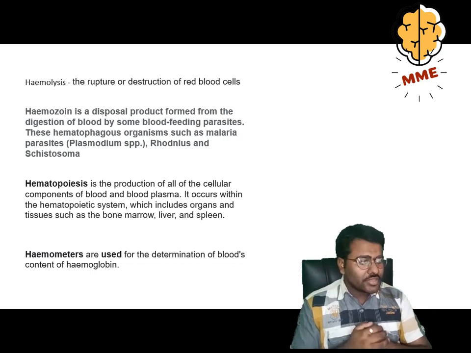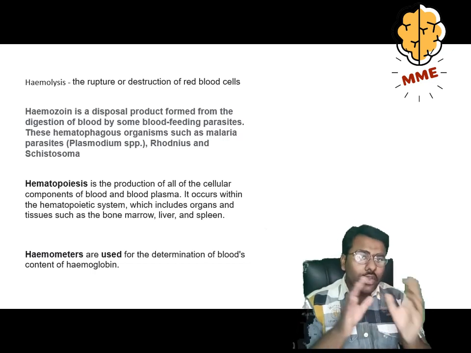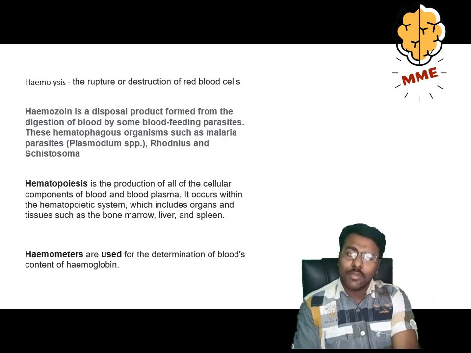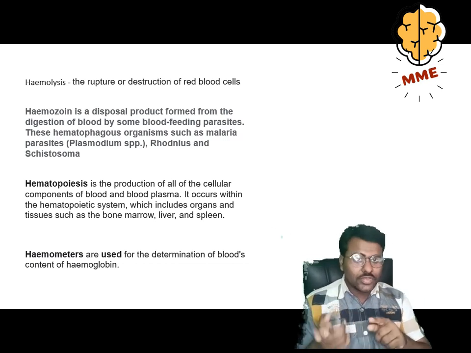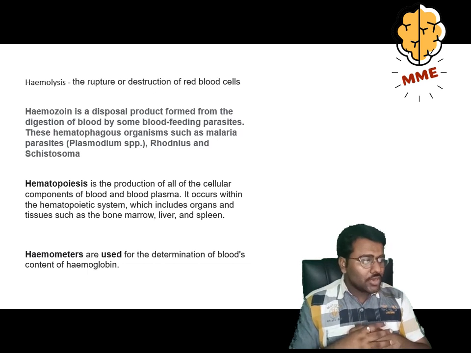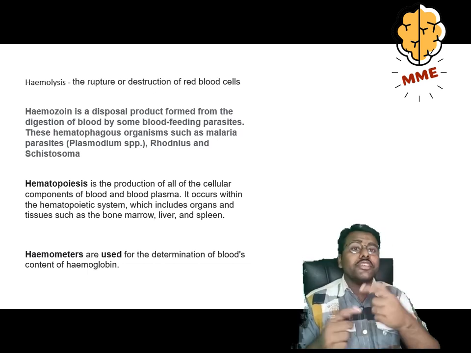And hematopoiesis is the formation of the cellular components of the blood and the blood plasma. So this is hematopoiesis. The answer is the same, hematopoiesis. And there is another option, the hematometer. Hematometer, you know, is like a hemoglobinometer, used to estimate the hemoglobin.